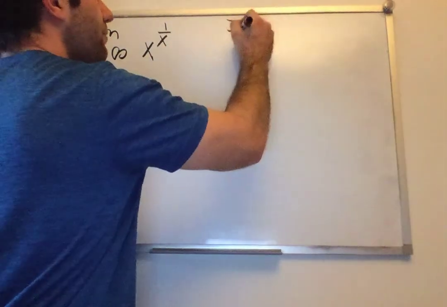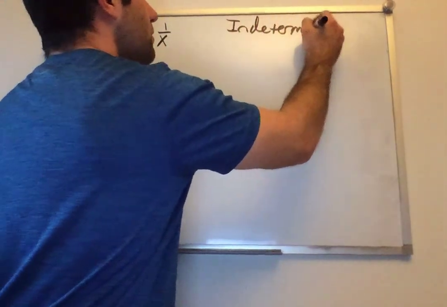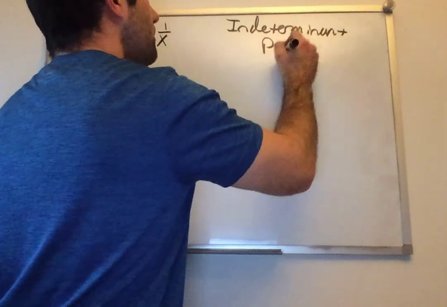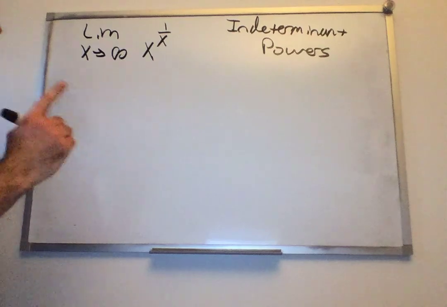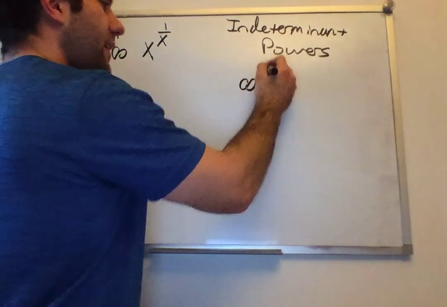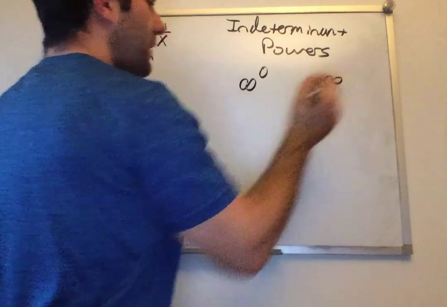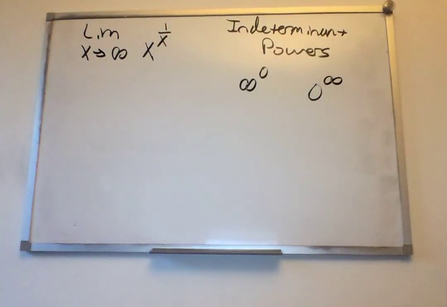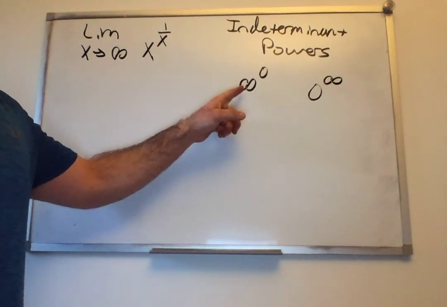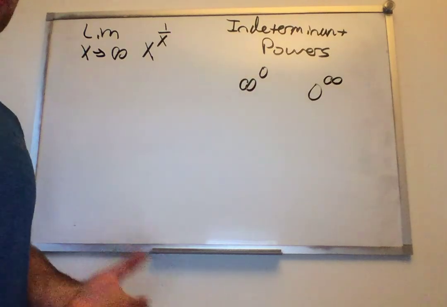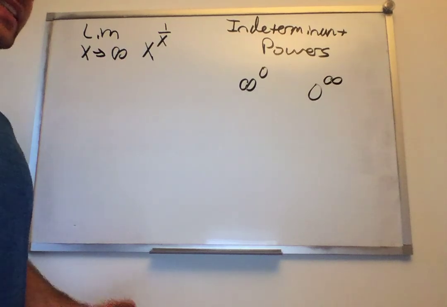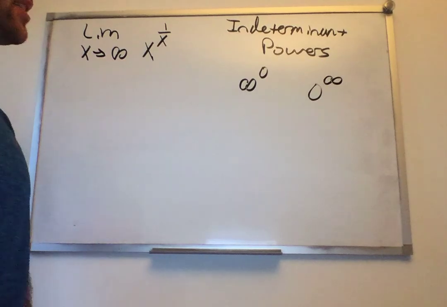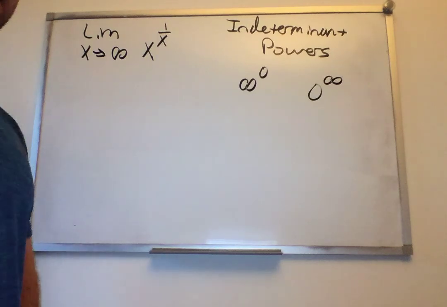Indeterminate powers. We didn't go over that. A little introduction. Indeterminate powers are things like infinity to the 0 or 0 to the infinity. We know that infinity is a very large number, but any number to the 0 power should be 1, like 2 to the 0 is 1, 4 to the 0 is 1, 26 to the 0 is 1. But infinity is such an odd number. Infinity to the 0 can't really be defined.